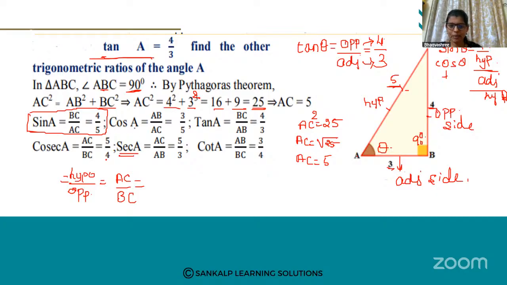Sec A. Sec A means reciprocal of cos A. Exactly ulta. AC divided by AB. 5 divided by 3. AC value is 5 and AB value is 3. Right? Cot A. Cotangent A. Cot A is adjacent divided by opposite. What is tan A? Tan A is opposite divided by adjacent. Cot A is adjacent divided by opposite. 3 by 4. Idu 4 by 3 adre, idu 3 by 4. This question can be asked for 2 marks.